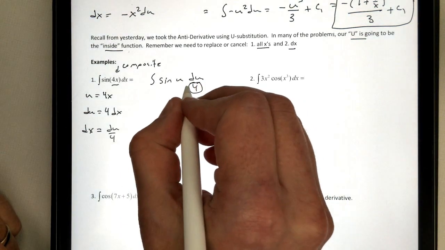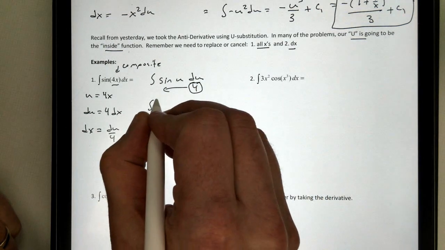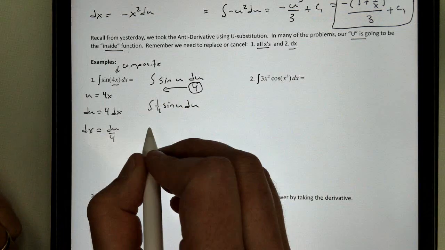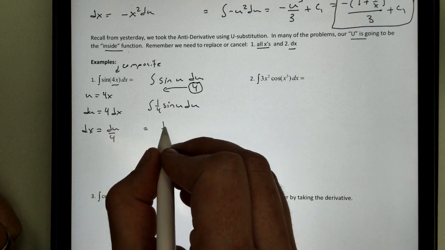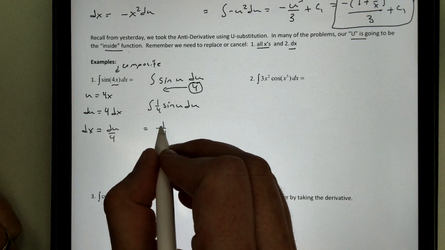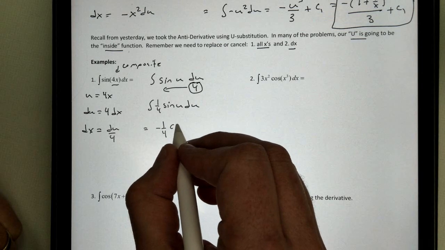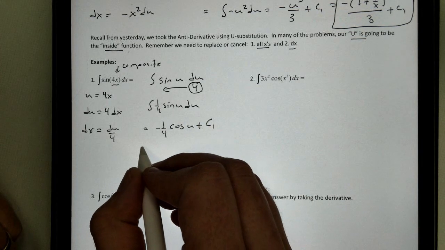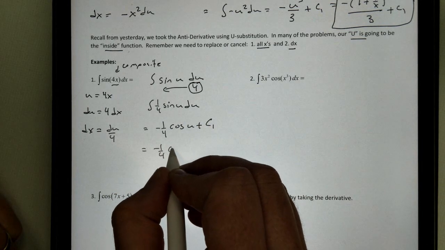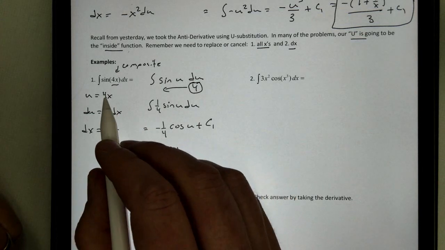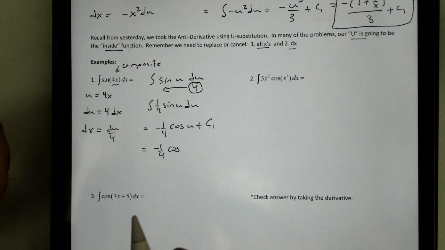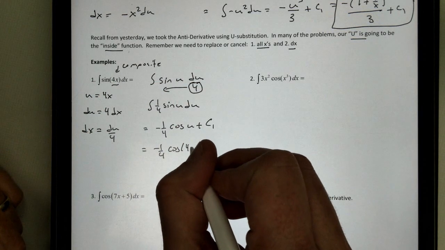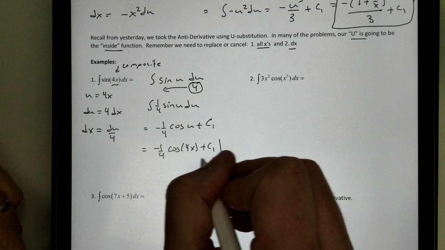The 4, be very careful with this one. I'm going to write this as 1/4 sine u du. And now I have to think, what function's derivative was sine? That's on our list, and that's negative cosine of u plus c1. And then the last thing we're going to do, again, replace u. And I know what you're saying, Mr. Warren, nothing can replace u. All right, our u here is 4x, so we're just going to put that in and then add our constant of integration right there.